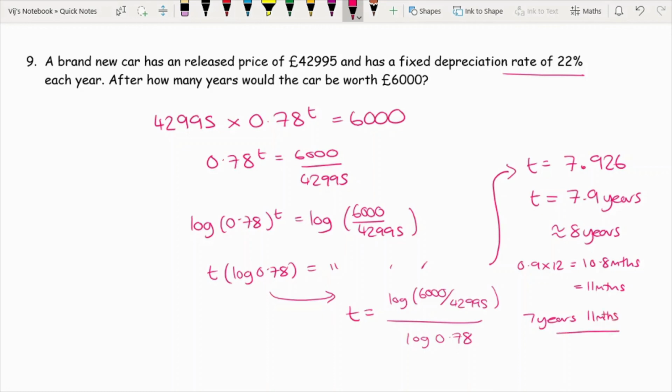But again, that's not what's necessary. It's always worth checking the answer and seeing how they want the answer written. But I would say typically, if there's no mention of months, then just give your answer as years. So either 7.9 years if you want to be accurate, or to the nearest year, completed year will be 8 years.